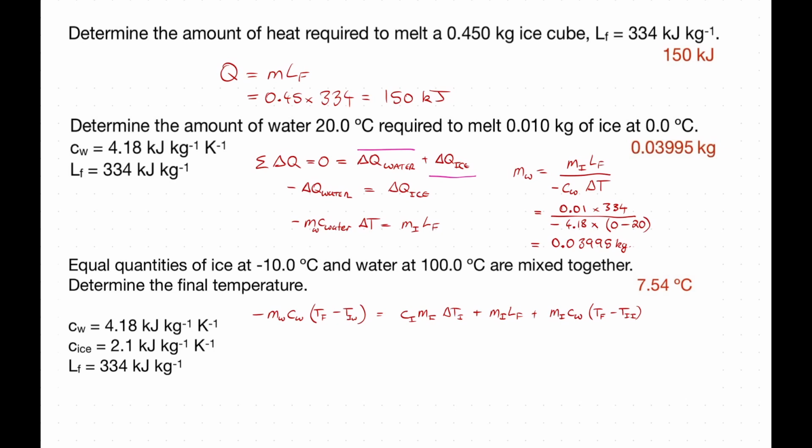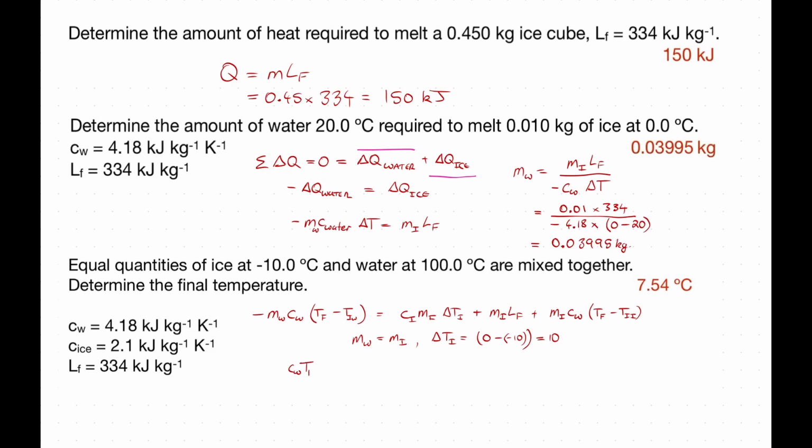I'm going to simplify this. The mass of the water is going to be equal to the mass of the ice, so therefore all my masses are going to cancel. My change of temperature of the ice is going to be equal to, well, it starts off at negative 10 and it goes to 0. So it's going to be final, which is 0, minus my initial, which is negative 10, which just becomes 10.